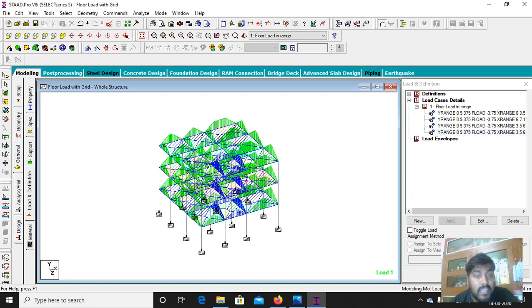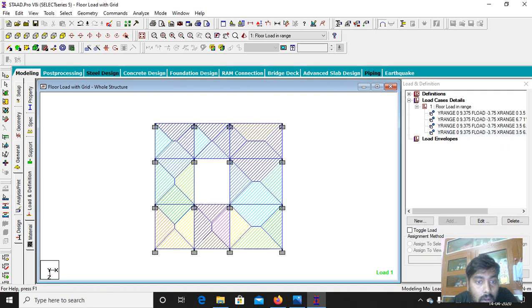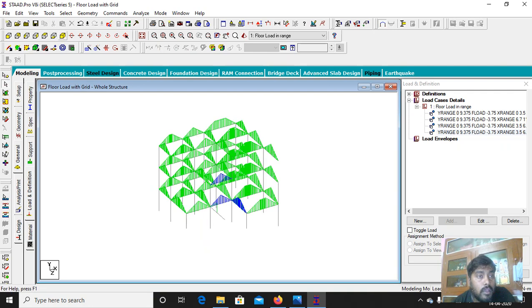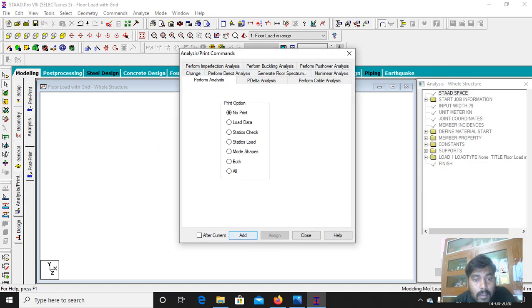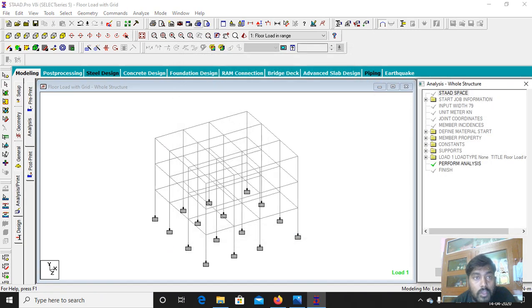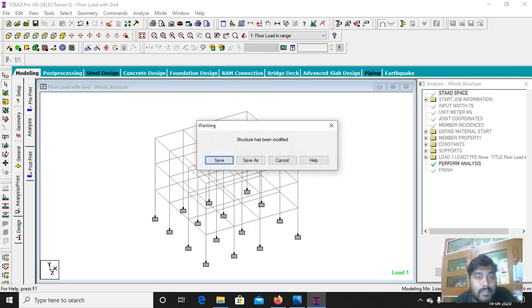If you see it, you can see that no load has been created for that portion. The staircase portion is left out, so there is no load created in the staircase portion. So let us analyze the section. Analyze, add, no print data, close. Let us run the analysis and save.